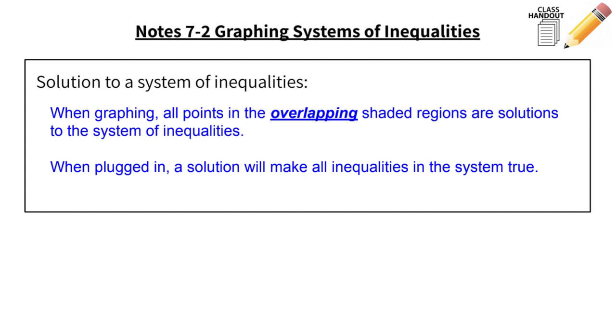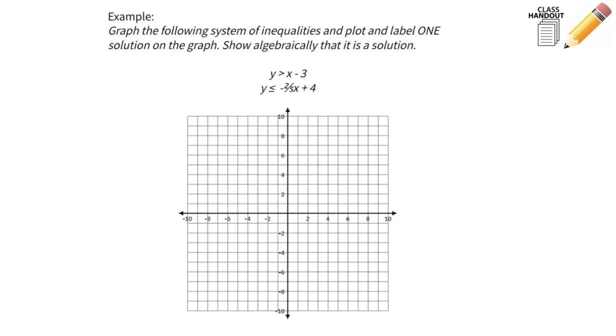It says graph the following system of inequalities and plot and label one solution on the graph. Show algebraically that it is a solution. One thing I recommend is that you use two different colors when graphing this so you can easily determine which line is which. I'm going to graph each line and then shade, and then do the other line and then shade.